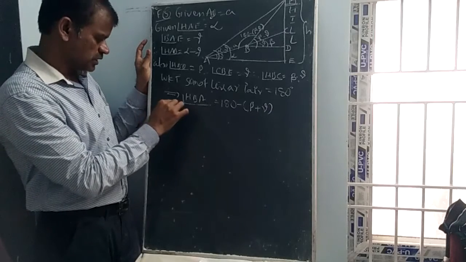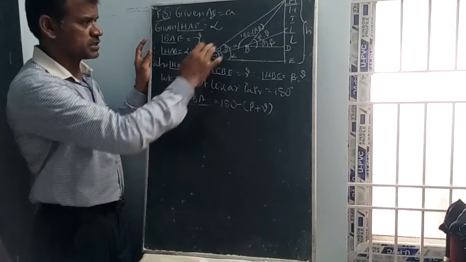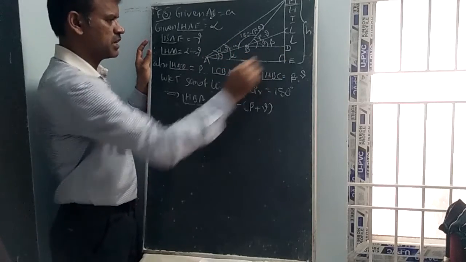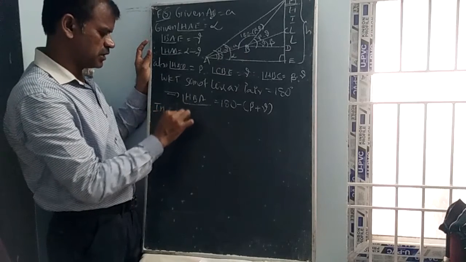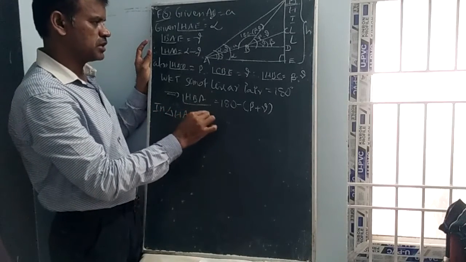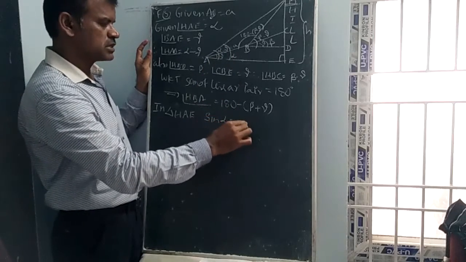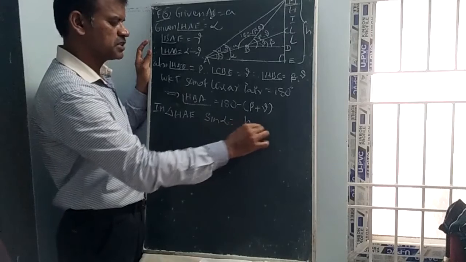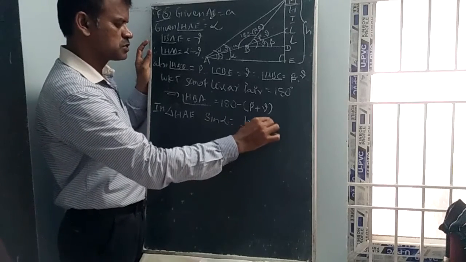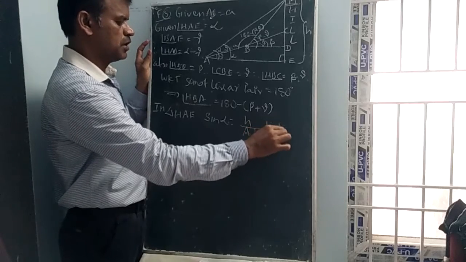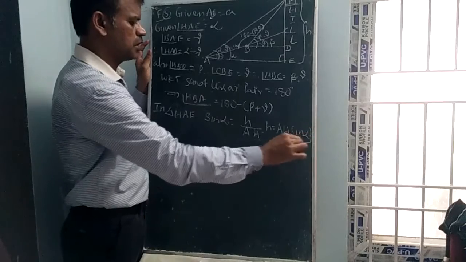Now, using this triangle, using sine rule, let us discuss this triangle. This is a right angle triangle. In triangle HAE, sine alpha is equal to opposite side by hypotenuse. So h by AH. So small h equal to AH sine alpha.